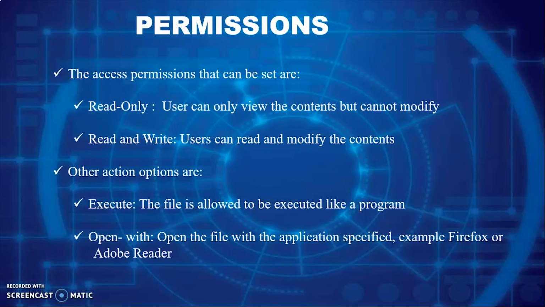So other options which you can give as permission is you can allow that file to run as a program. You can open the file with a specific application. Say for example the same PDF, you can specify which application the PDF should open with. Only with the Adobe Reader the PDF can open. You can set that particular application also in your file. So these are the various permissions that the user can set for a particular file or a directory.